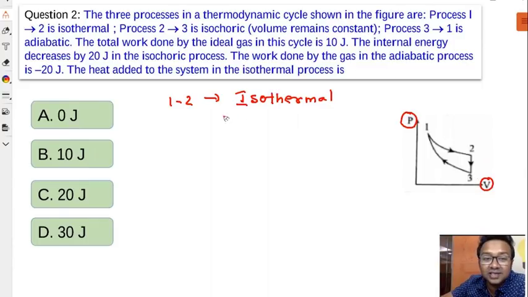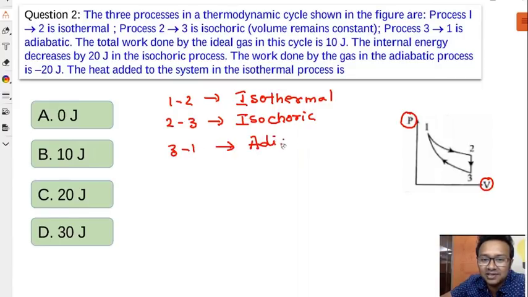And then 2 to 3 is what? Very good. 2 to 3 is called an isochoric process. It is an isochoric process. And 3 to 1 back is called an adiabatic process. Adiabatic process. Right, students? Okay, please excuse me for a second.